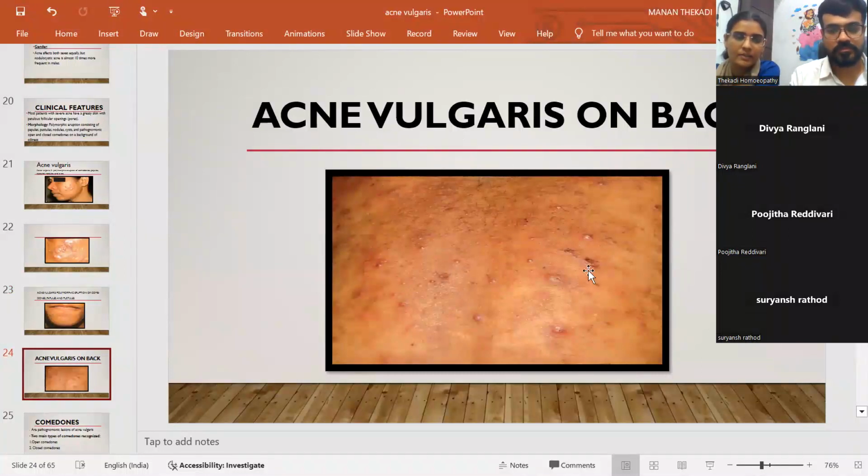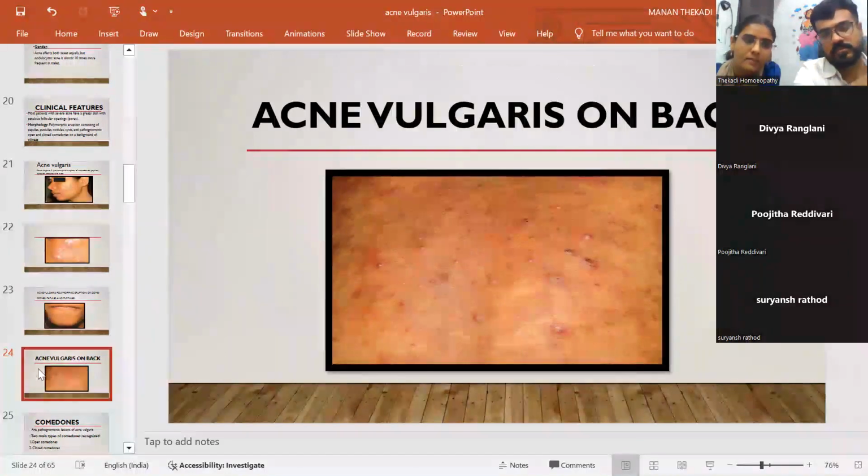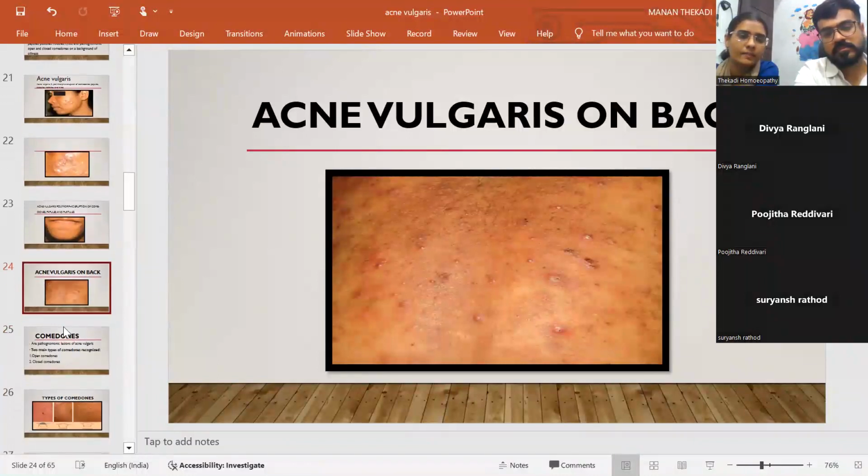Here is the acne vulgaris on the back. Here you can see multiple different kinds of eruptions that do not look alike. You can see the pustules, the blackheads, and papules, and here there are some cystic kinds of eruptions. By this you can identify the case of acne vulgaris.